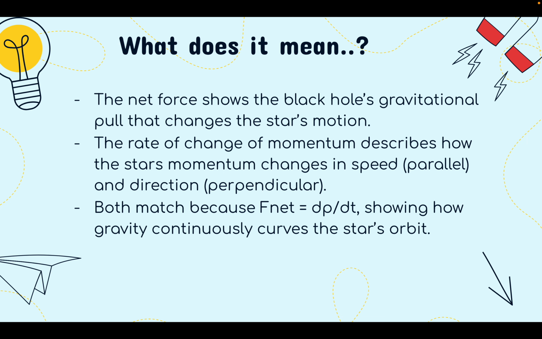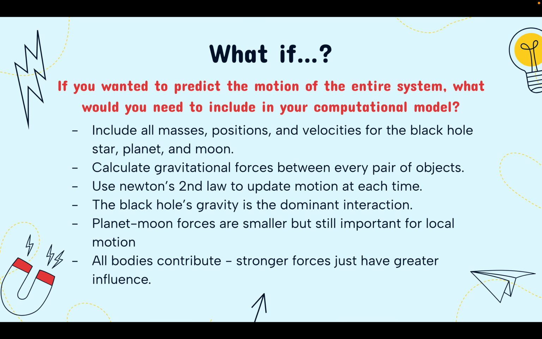So what does this actually mean? The net force always points toward the black hole, showing that gravity is what keeps the star in orbit. The rate of change of momentum matches the gravitational pull, which aligns with Newton's second law. In the figure-8 orbit, the spaceship was constantly switching which object had the stronger pull, so its path curved naturally back and forth. So now, what if you wanted to predict the motion of the entire system?